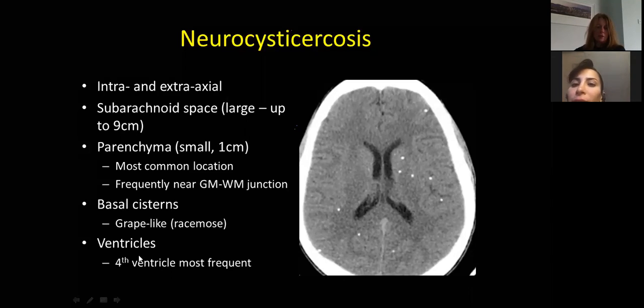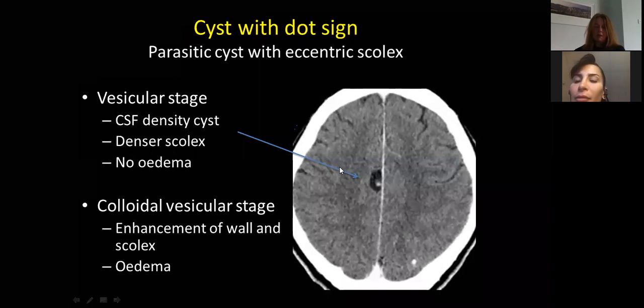And they can also occur in the ventricles, most commonly the fourth ventricle. So the cyst with dot sign, if you see a cyst with a dot, it's almost certain to be neurocysticercosis. So you need to go sort of rooting around for the history for these. There are 2 stages where you might see this cyst and dot.